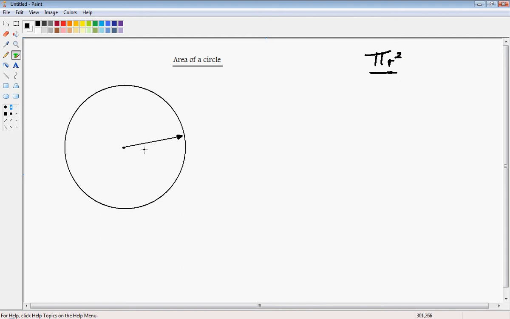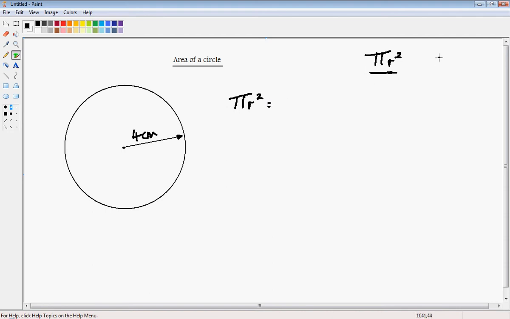So here we have a circle, so let's say it has a 4 centimeter radius. Okay, from the center out to the circle is 4 centimeters. Okay, so always write the formula. Examiners want to see this. So pi r squared is what we need.